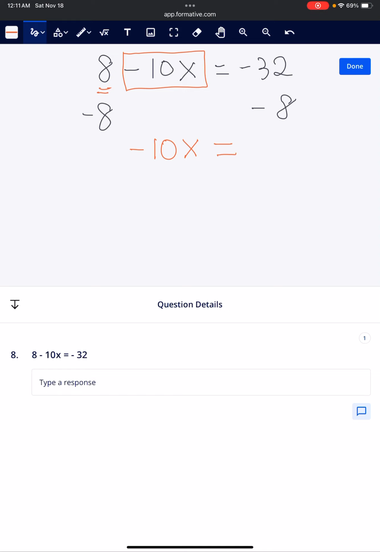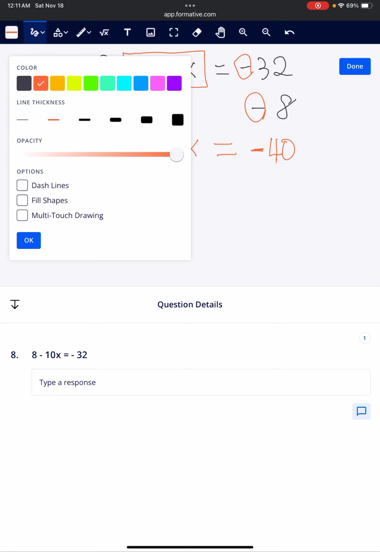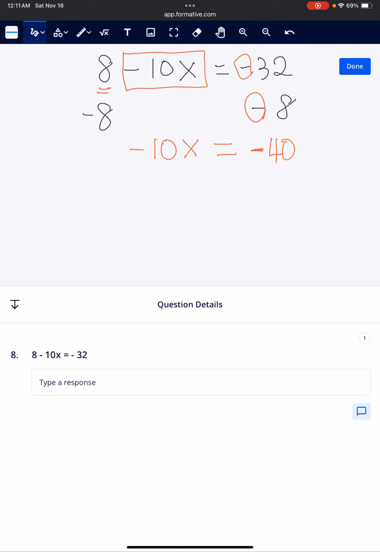And on the right side, negative 32 minus 8, since both are negative, you're adding the values. So 32 plus 8 is 40, and we're keeping the negative sign. And then we are going to get rid of its coefficient, negative 10. Negative 10 and x are multiplied, so you need to divide both sides by negative 10.